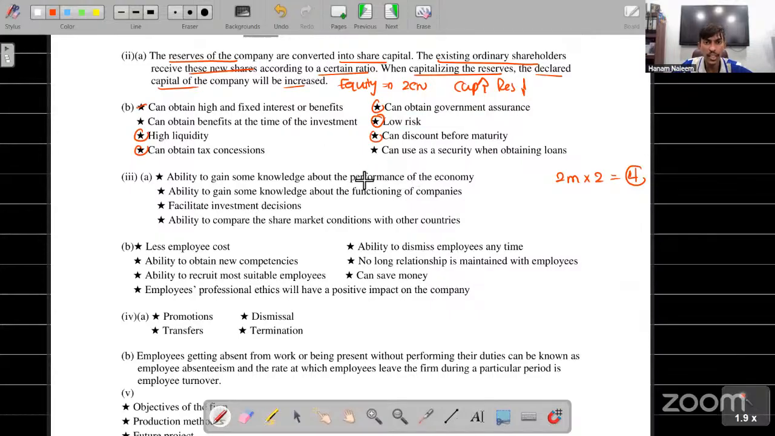So you can get knowledge about how our economy is performing and how the companies are functioning. Through S&P SL20, you can see how the companies are performing, and it will help you make investments. Is this the right time to invest? Are we in a bull market or a bear market? And also you can compare share market conditions of other countries as well. So these are the 4 advantages you get because of price indices.